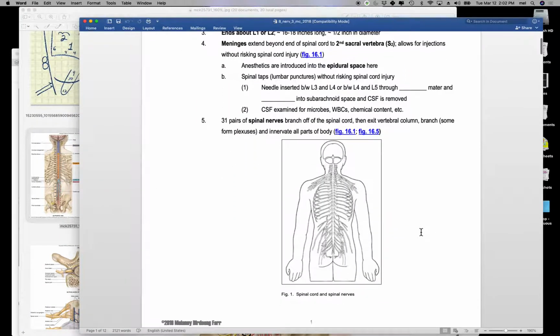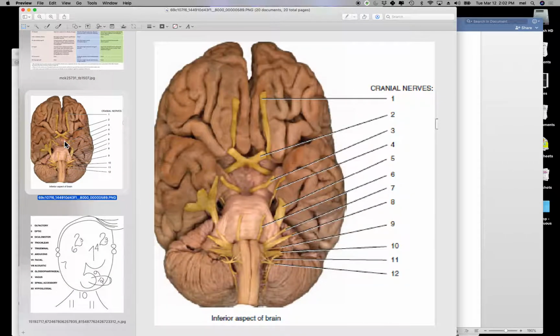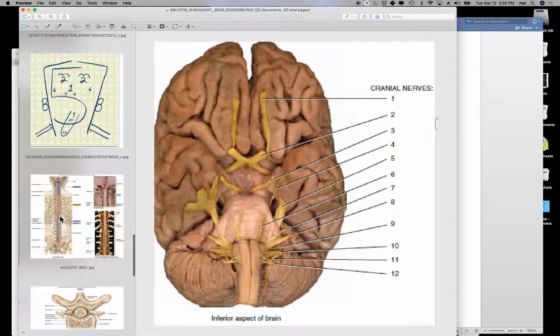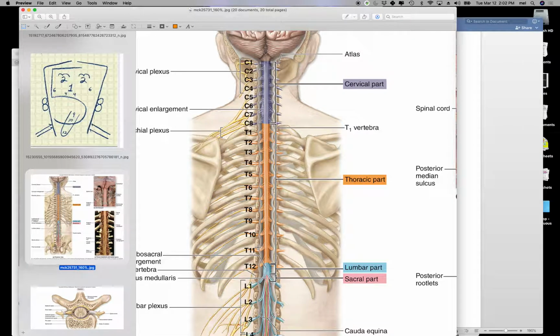Okay, so there are, again, 12 pairs of cranial nerves, right? And those are the nerves that are directly attached to the brain. And there are 31 pairs of spinal nerves, and those are the ones that are directly attached to the spinal cord. Yeah? Okay, here's a difference between cranial nerves and spinal nerves. Cranial nerves can be sensory, motor, or both.